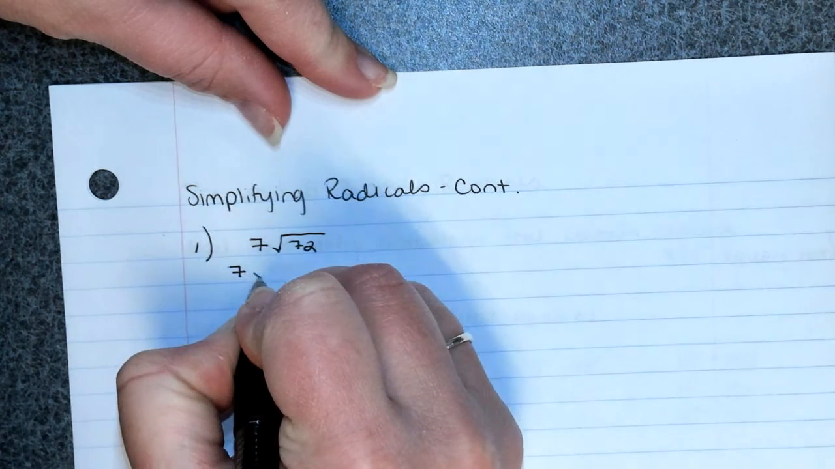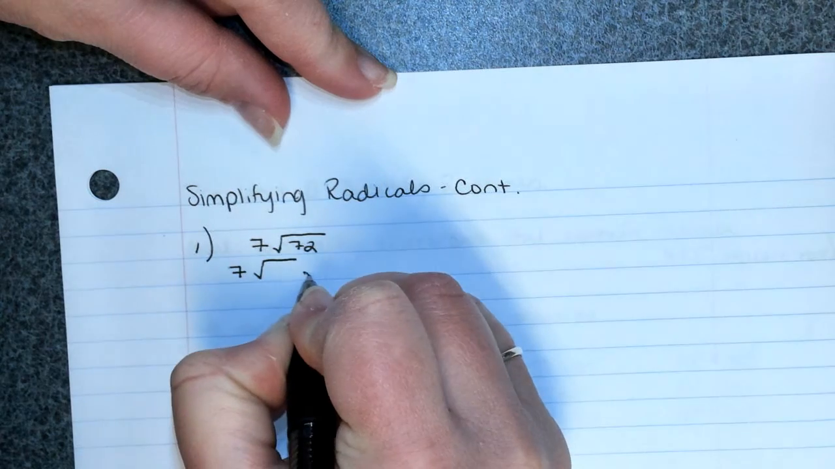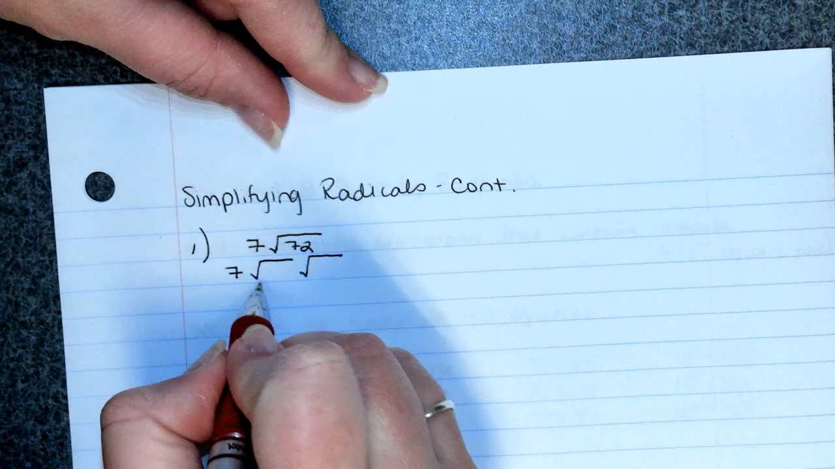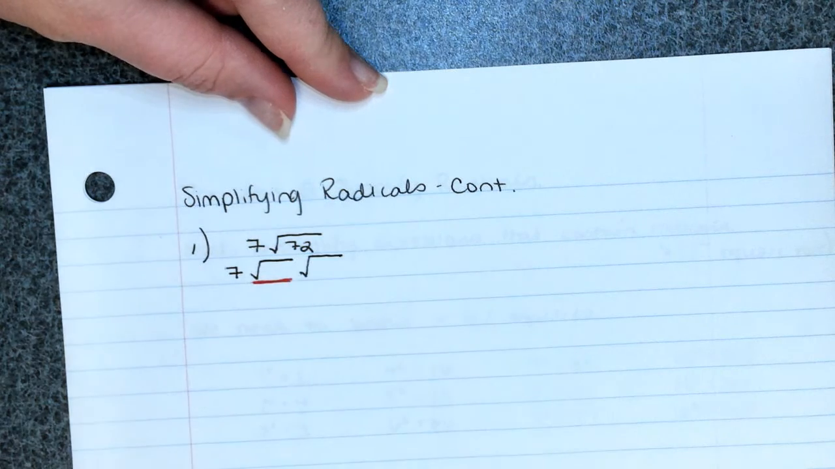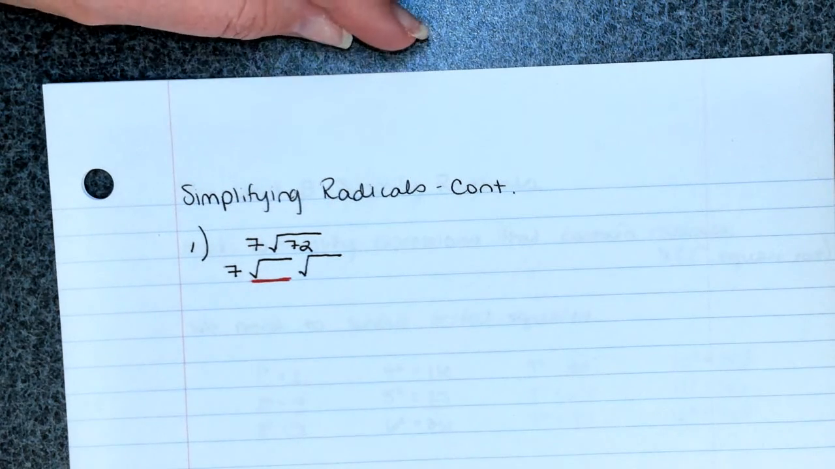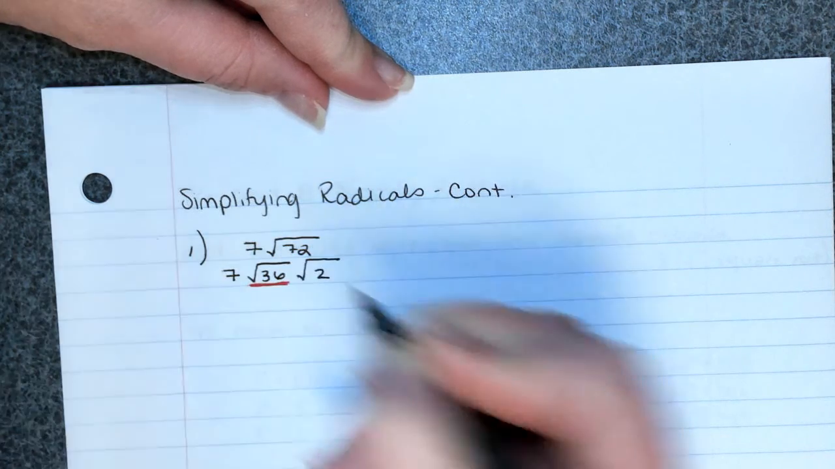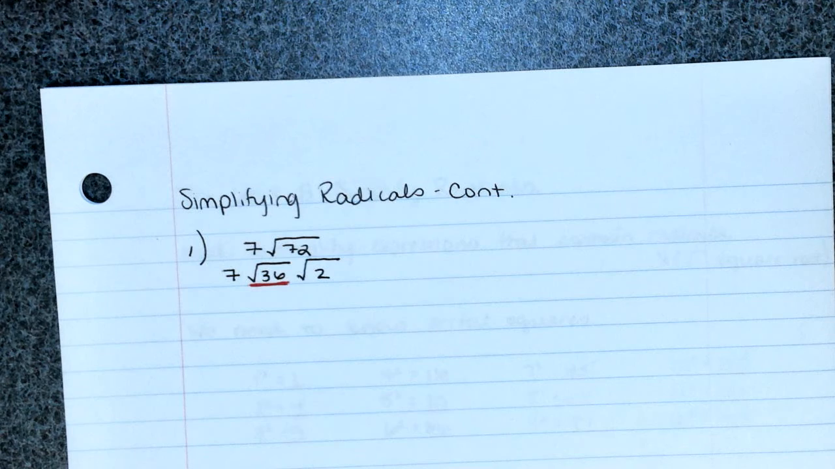We need to think of what would be a perfect square here times another number to get me 72. So what is a perfect square that goes into 72? 36 is going to be the largest one. 36 times 2 gets me 72. Are we okay so far?